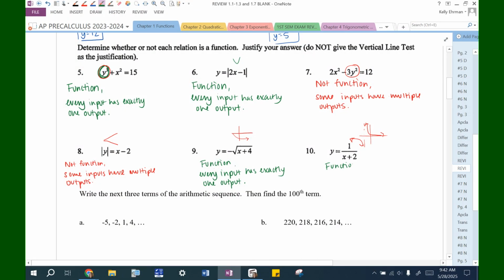And I only have to write this one more time. Every input has exactly one output.